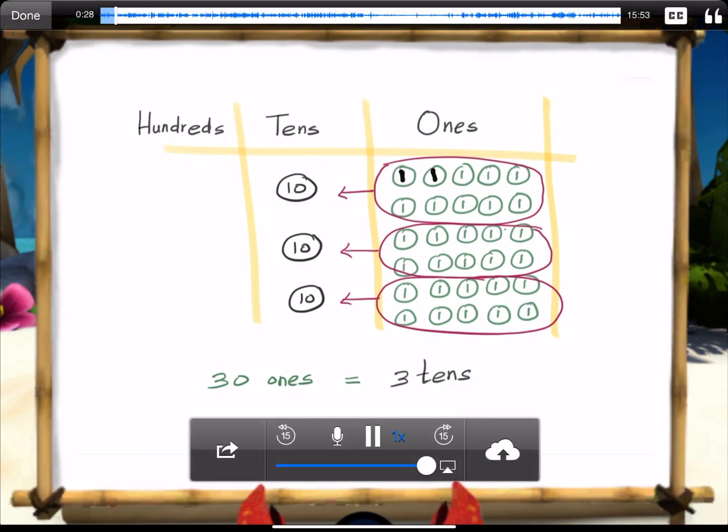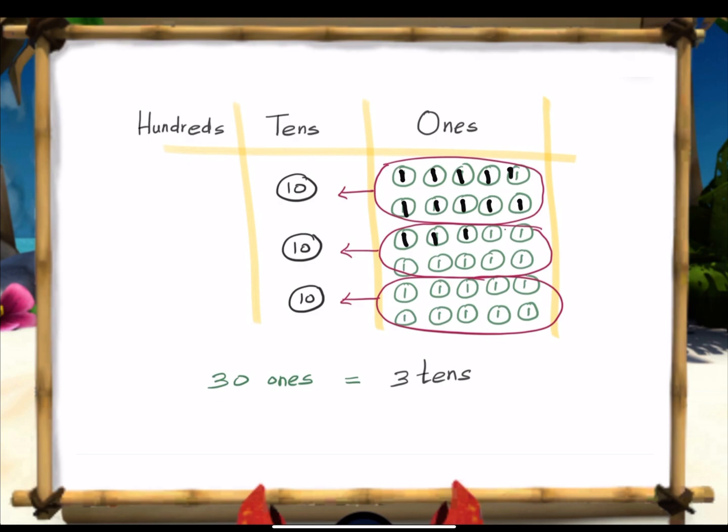1, 2, 3, 4, 5, 6, 7, 8, 9, 10. 10 ones in the first bundle. Again 10 ones in the second bundle. Again 10 ones in the third bundle.